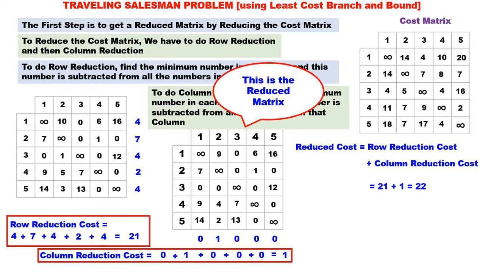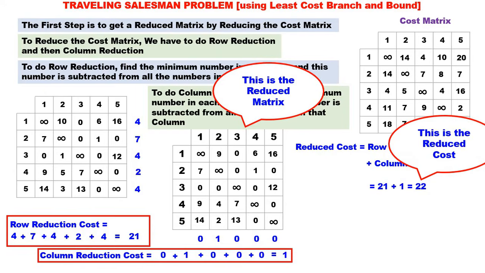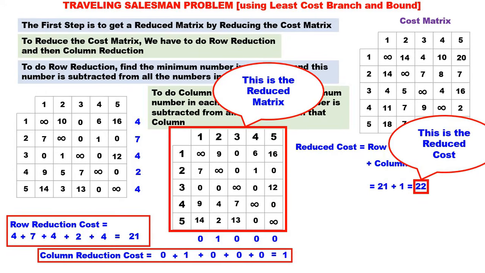So, we have this reduced matrix also. After column reduction, whatever matrix we get, that is the reduced matrix. And the reduced cost is 22. So, this is our reduced matrix and this is our reduced cost. Very good. This is important. This is the reduced matrix and this is the reduced cost. Next, we shall go to the next step.